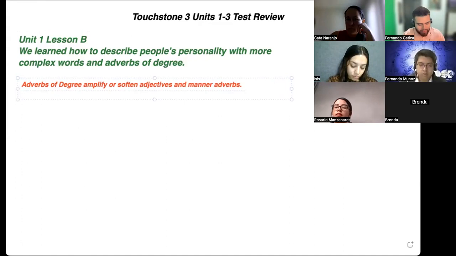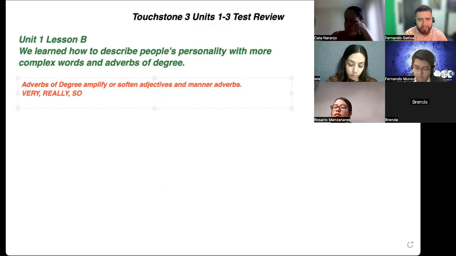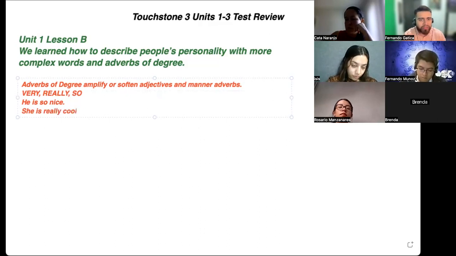For example, the words very, really, and so, those are probably the most common adverbs of degree in English. And I can say something like, he is nice, or I can say he is so nice. And the word so makes the word nice more impactful. Le da más impacto al word nice. She is really cool. Instead of she is cool, she is really cool. It makes the word stronger.